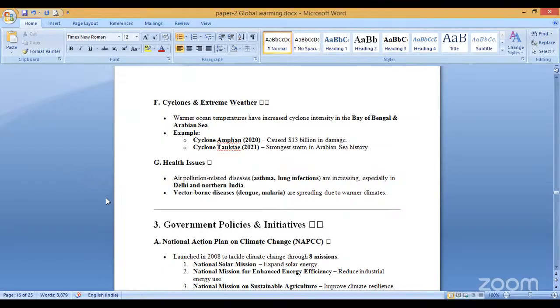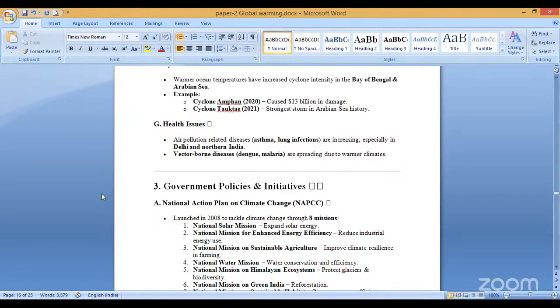Then health issues. Air pollution related diseases, asthma, and lung infections are increasing, especially in Delhi and northern India. Not only in Delhi, now in Hyderabad, Mumbai, and other metropolitan cities, people suffer from air pollution and its related diseases also. Vector borne diseases, dengue and malaria, are spreading due to warmer climates.